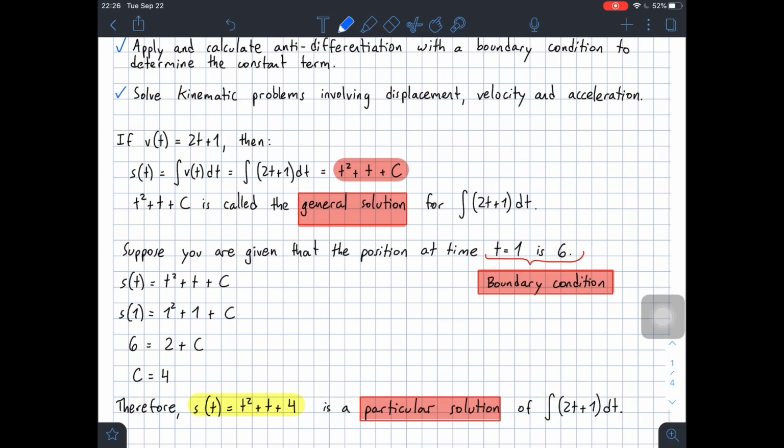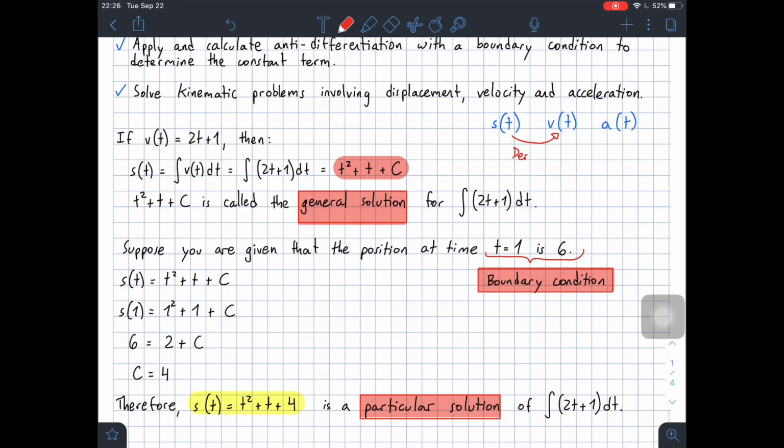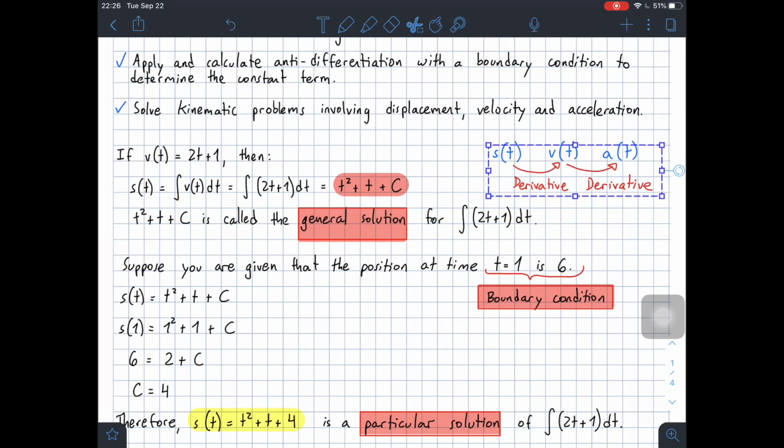Okay, if you remember from derivatives, we said that if we have, let's say, s of t, displacement here, then we have velocity, and then we have acceleration. So if I want to go from displacement to velocity, we need to find the derivative. And if I want to go from velocity to acceleration, I again need to apply the derivative. We're going to a lower degree each time we apply derivatives.